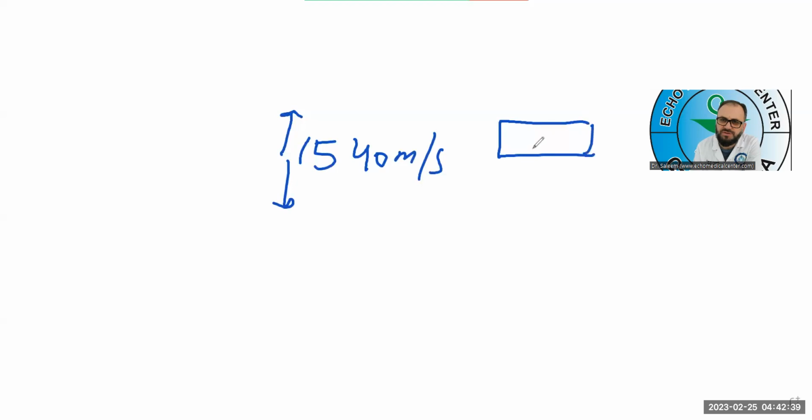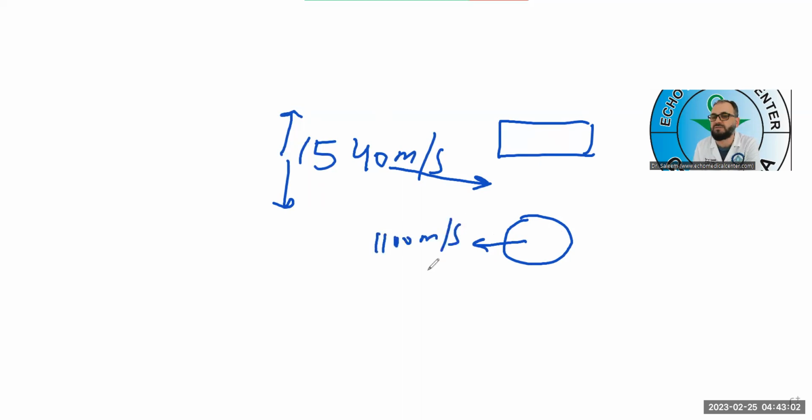For example, this is your transducer. Now, if you scan from here, this is your soft tissue area, and here you have a fluid-filled structure, pretend. So we understand the propagation speed of the sound in this area is 1540 meters per second, and this is a fluid-filled structure. So here the speed is less. Let's put it as 1100 meters per second, pretending this way.